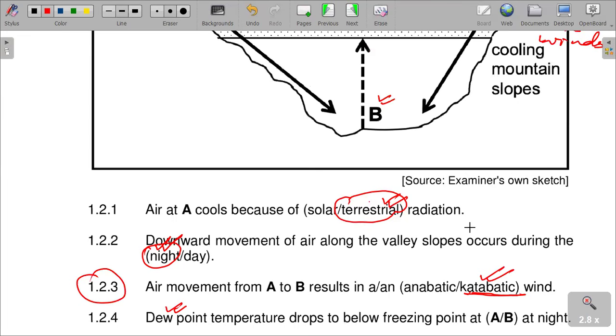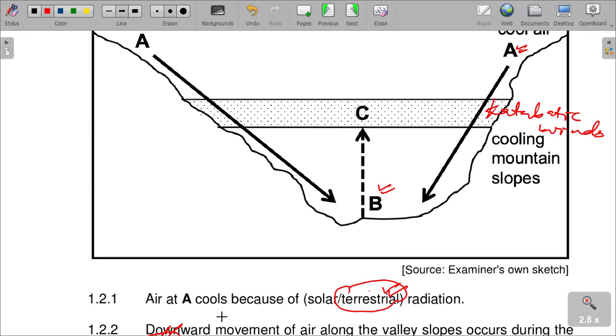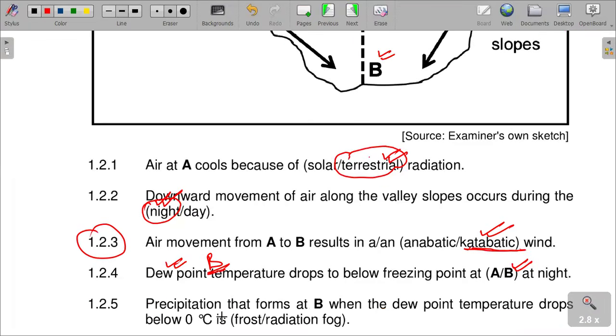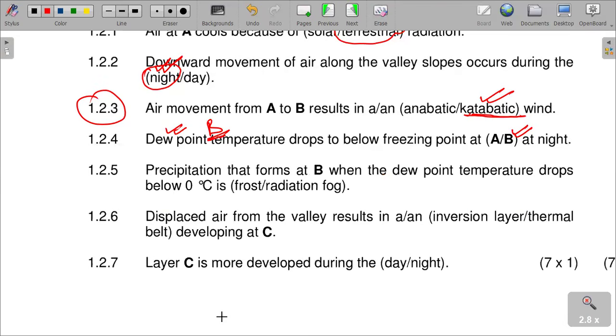Dew point temperature drops to below freezing point at A or B. It drops to below freezing point at what? At B. B is the correct answer at 1.2.4: dew point temperature drops to below freezing point at B.